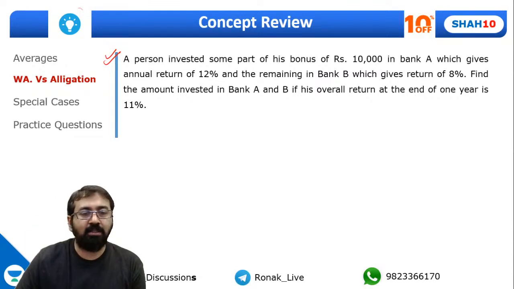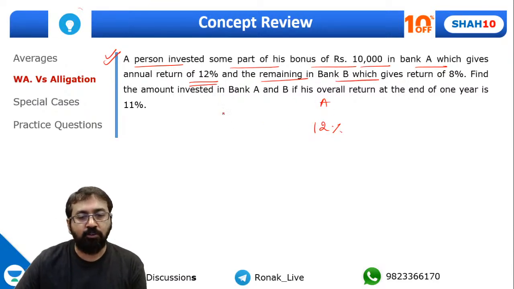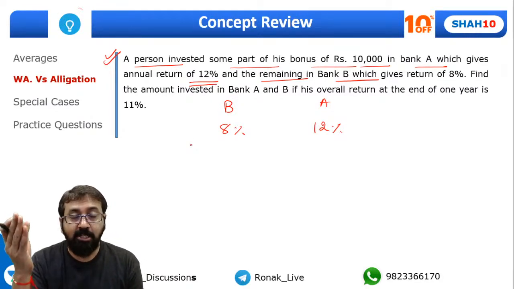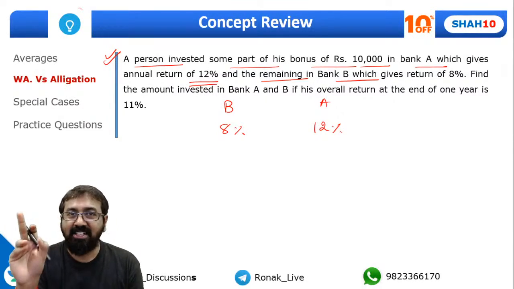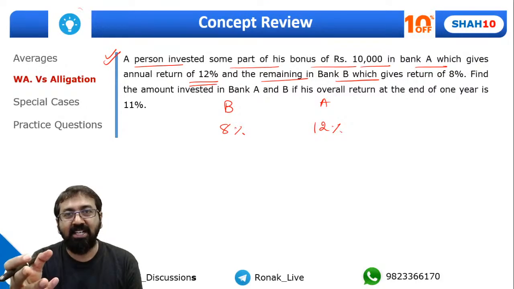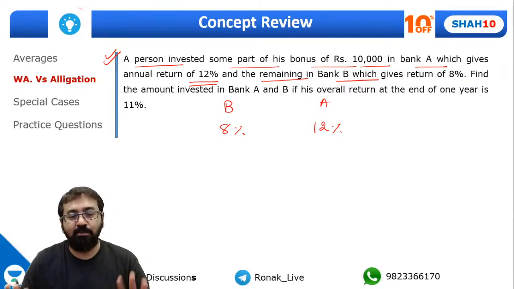And let's look at this one. A person invested some part of his bonus of rupees 10,000 in bank A, which was giving an annual return of 12%, and the remaining in bank B, which gives a return of 8%. Now you might be wondering, was he stupid? Why did he invest in bank B? So guys, it may be possible that bank A is a cooperative bank. They can close the doors anytime. Normally these cooperative banks give you high return, but there is high risk over there. While bank B is something like a public sector bank, say SBI. Over there you're getting lesser return, but your money is safe. So that's why he has deposited in both of these.